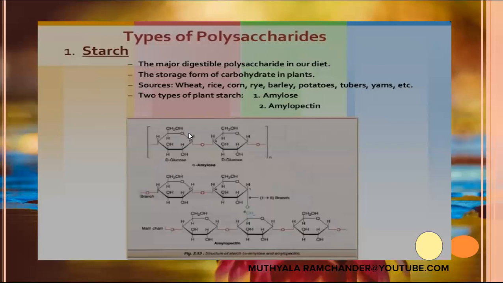It is the reserve food material in plants. It is found in cereals, legumes, potatoes, vegetables, sago palms, arrowroot of Maranta, and tapioca of Manihot. It is a white, amorphous, tasteless, soft substance. Amorphous means without a proper structure.